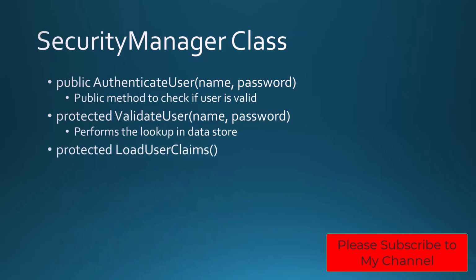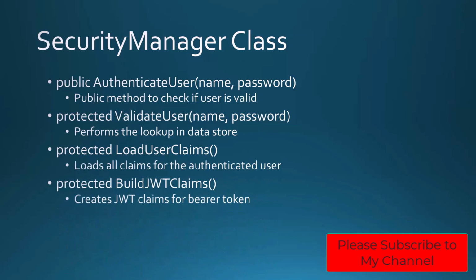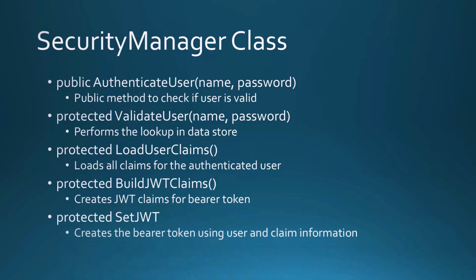Then we're going to have a method that loads the user claims. Once the user's been authenticated, we now load up all the claims for that authenticated user. And then there will be a BuildJwtClaims method. So we're going to create some JWT claims that will go into the bearer token payload. And we have a protected method called SetJWT that just creates the bearer token using that user and claim information.